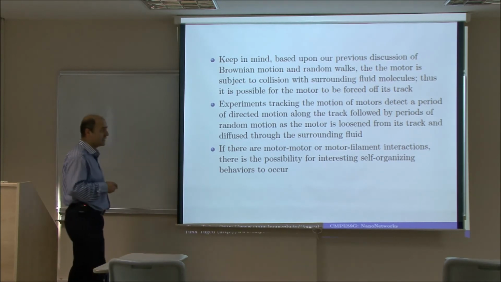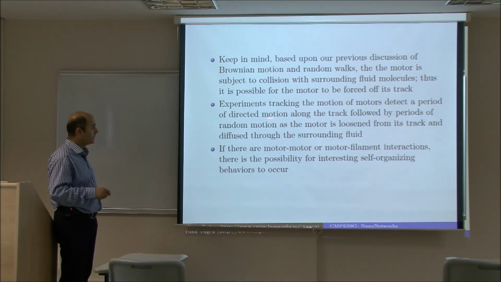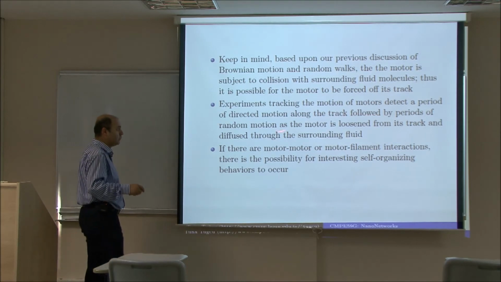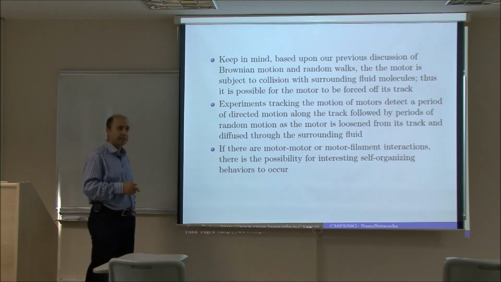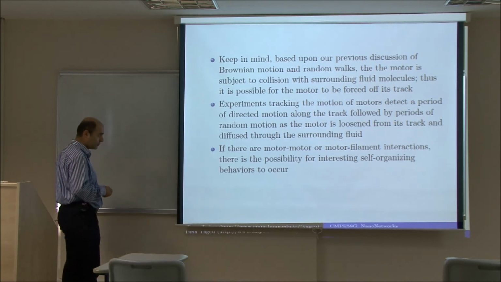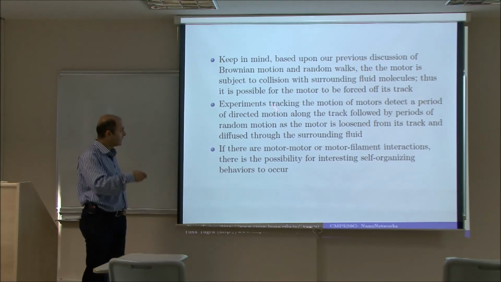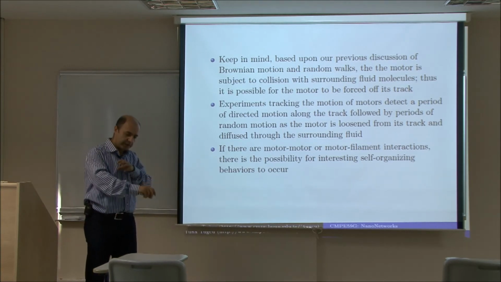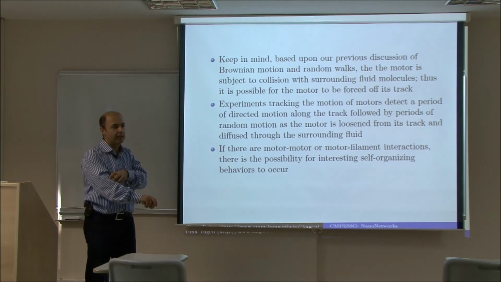Experiments that track the motion of the motors detect a period of directed motion along the track, followed by periods of random motion, as the motor is loosened from its track and diffuses in that cytoplasmic fluid. So, in other words, what this bullet says is that in the experiments they have observed that the molecular motor attaches to the rail, moves over this rail for some time, and then it gets detached due to these collisions. And hopefully somewhere else it will get attached to another rail and again keep moving in that given direction.